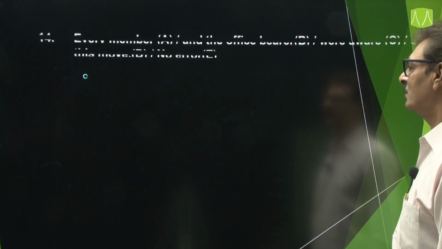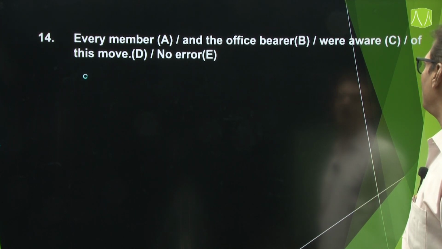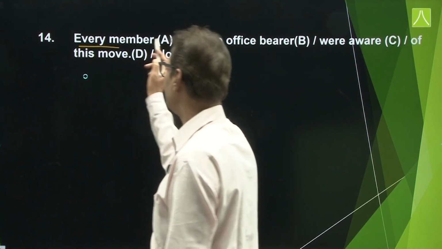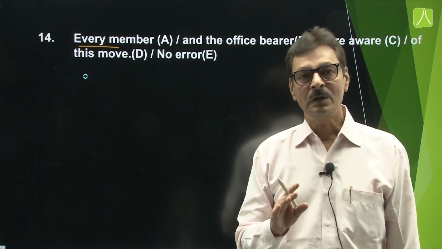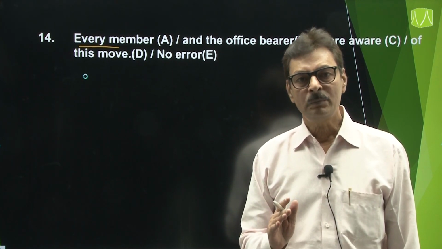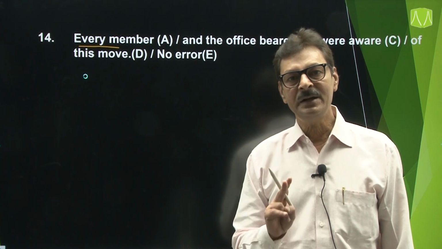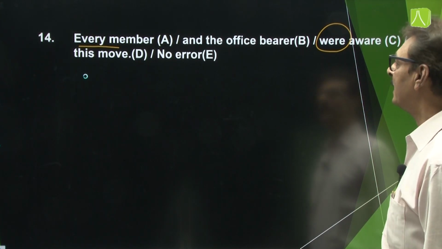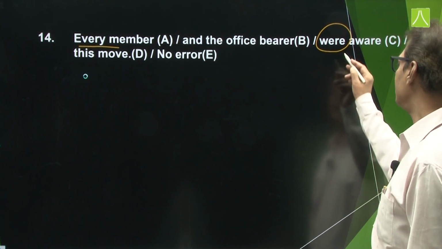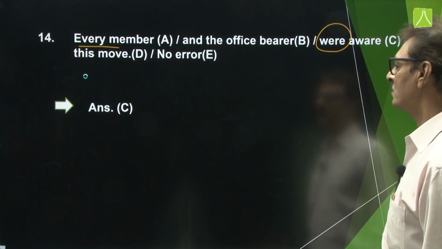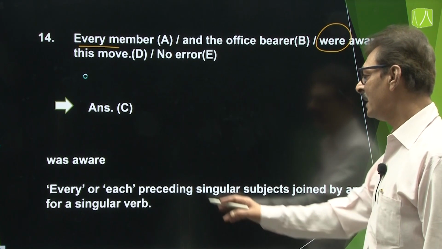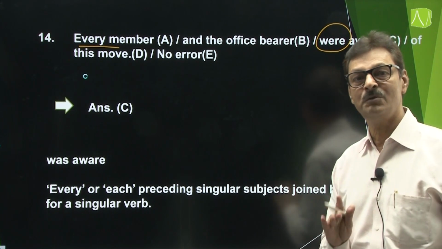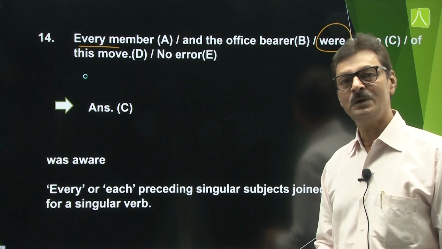The 14th sentence for you. Every member and the office bearer were aware of this move. Yes, come on quickly. ज़्यादा सोचने की ज़रूरत नहीं है. The sentence is starting with every, each, every. The verb should be singular or plural? Plural? नहीं. Each and every always take a singular verb. So were aware, this is the error over here. हम हर एक member और हर एक office bearer की बात कर रहे हैं, but it should be was and not were. So the error is in part C. Every or each preceding singular subjects joined by and calls always for a singular verb. I hope ये rule आपको याद होगा.